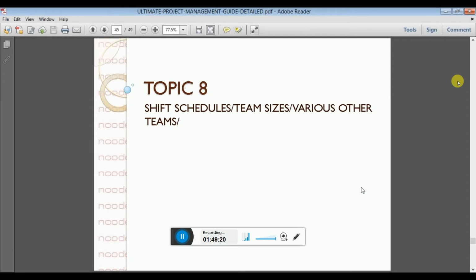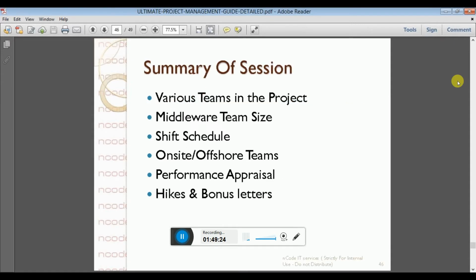Then shift schedules, team sizes, various other teams we already talked about. Shift schedule, we have 3 schedules. In that we'll see various teams in the project. We have already seen middleware team size. We said 10 offshore, 5 on-site. Shift schedule, we have 3 shifts: morning, afternoon, evening. There is a 1 hour overlap. On-site and offshore teams, make sure your teams are located in New Jersey and California. Your servers are located in Florida and California.